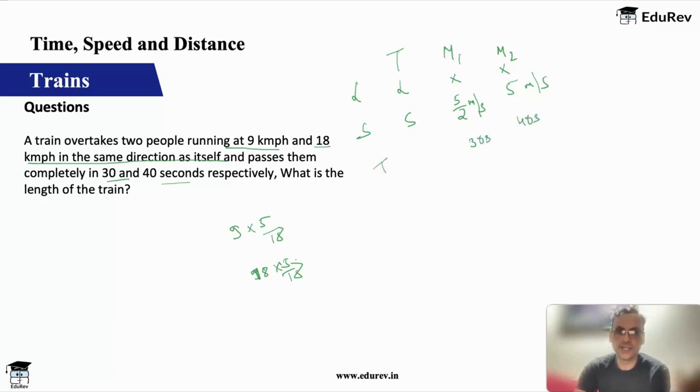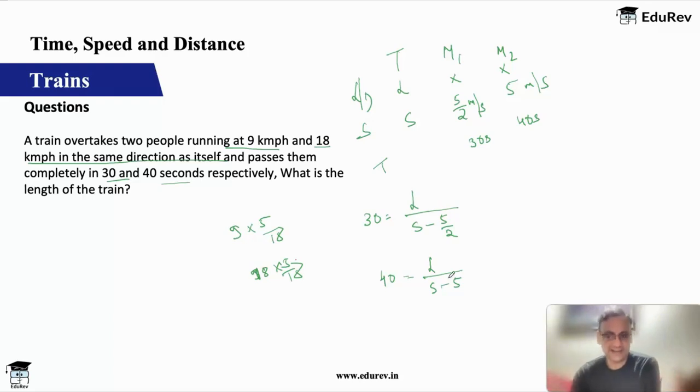Okay, so length is nothing but distance. So using our formula, we know that this 30 seconds is length of the train upon speed of the train minus 5 by 2, minus because they are running in the same direction. And second equation will be 40 is equal to length upon S minus 5, right? These are my two equations. I don't want S, I want L. So one easy thing would have been that I divide both these equations, but if I do that, my L will get cancelled. I'll get S first and then I'll get L.